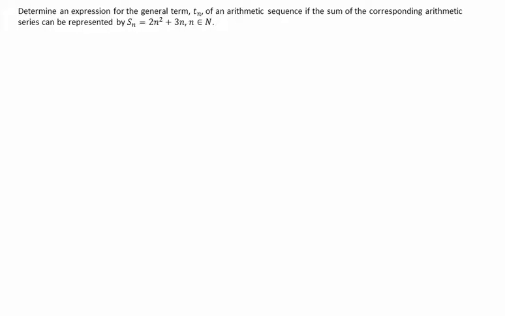Determine an expression for the general term, Tn, of an arithmetic sequence if the sum of the corresponding arithmetic series can be represented by Sn equals 2n squared plus 3n, where n is an element of the set of natural numbers.